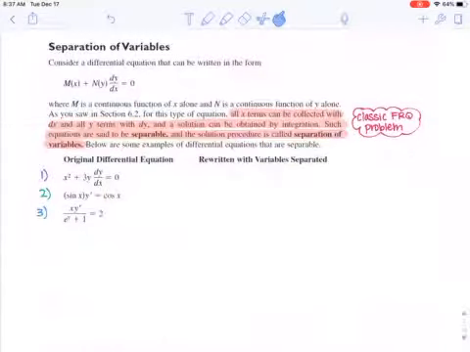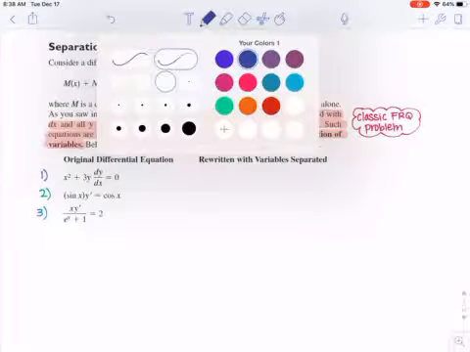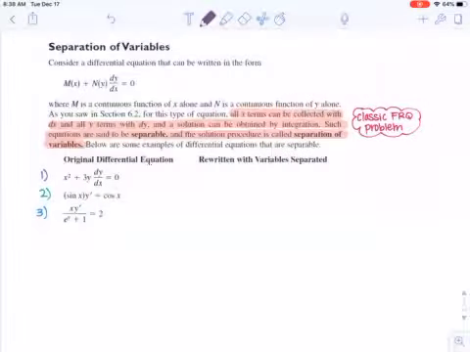Okay, so the first thing we're going to take a look at is separation of variables. It says consider a differential equation that can be written in this form: M of x plus N of y times dy/dx equals 0, where M is a continuous function of x alone and N is a continuous function of y alone. Basically, our idea is to separate the variables with all of the x's on one side and all of the y's on another.